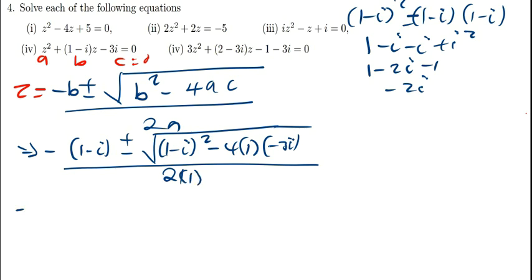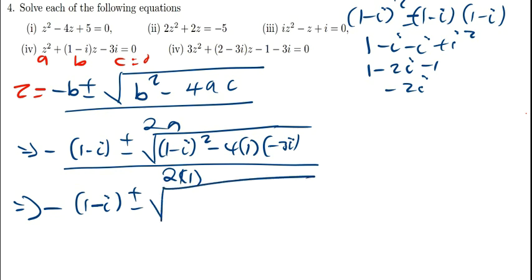And then I'll end up having negative 1 minus i plus or minus the square root of this part here. We have simplified this one to what? Negative 2i. So I'll replace this with negative 2i. Then minus, this is going to be minus minus, so it's going to be plus now. So this is going to give us what? 4 times 3 is 12. I divide this by 2.